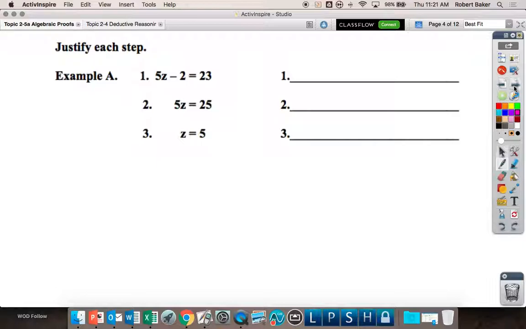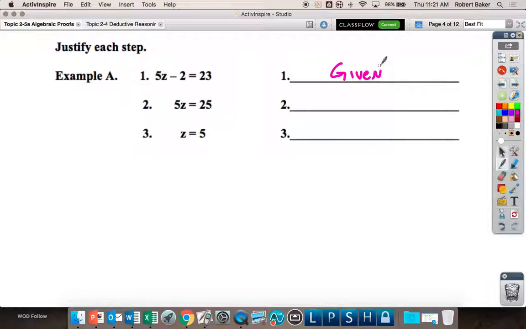So, the statement 5z minus 2 equals 23. Why is that statement true? Because I gave it to you. Generally, your first reason will always be given. That's something you guys need to start being aware of. Why is the first statement true? Because I gave it to you. That's why it's true. I'm never wrong.